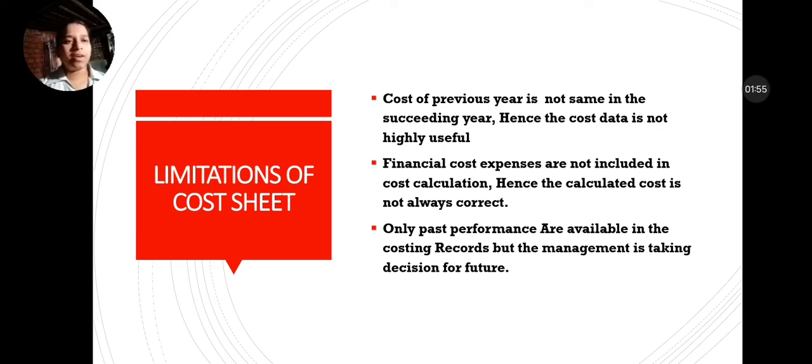So there are limitations of cost sheet. Cost in a previous year is not the same in a succeeding year. Hence, the cost data is not highly useful. Next, financial expenses are not included in the cost sheet cost calculation. Hence, the calculated cost is not always correct. Only past performance is available in costing records, but management is taking decisions for the future.